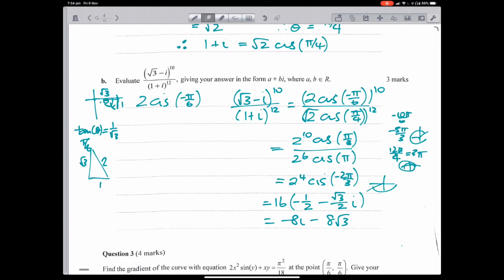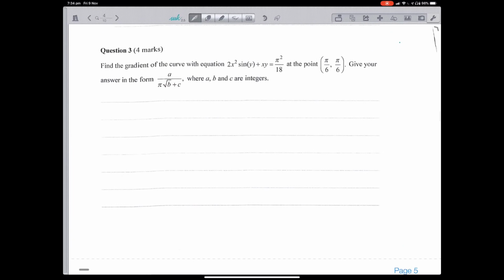But that's not an i. I just rubbed it out and put it back again. Okay, so negative 8 minus 8 root 3 i.